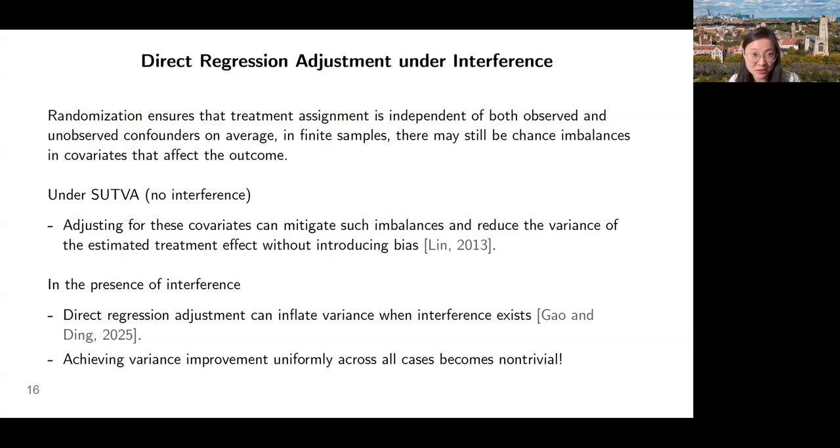However, the story becomes much more challenging in the presence of interference, because if you just take the methods out of that suitable world and directly use them in this interference world, you'll find that some of the methods can actually inflate variance when interference exists. One of them is direct regression adjustment. This can actually inflate variance, and we'll make all of this more precise later. So the take-home message here is that achieving variance improvement uniformly over all cases using covariate information becomes non-trivial.